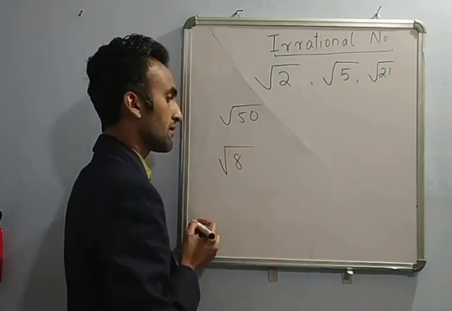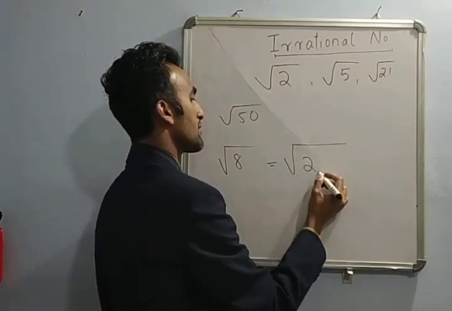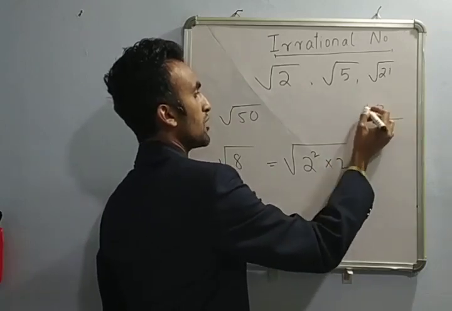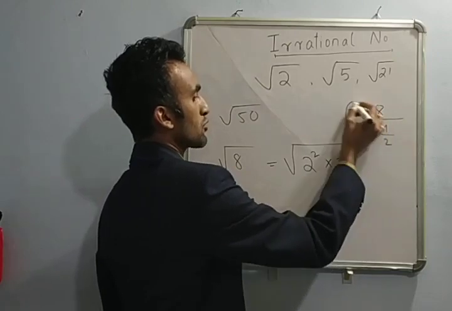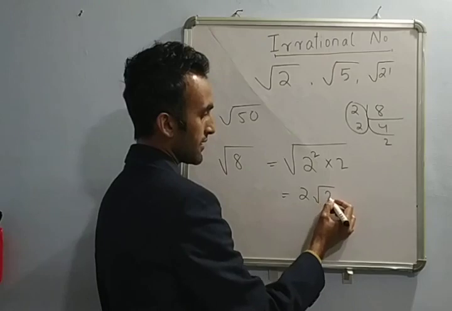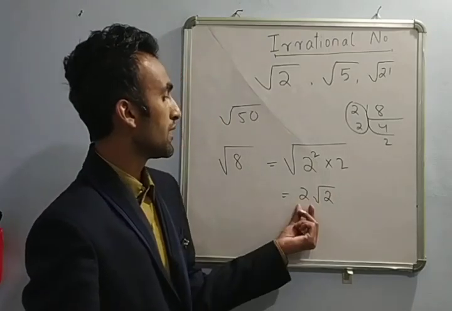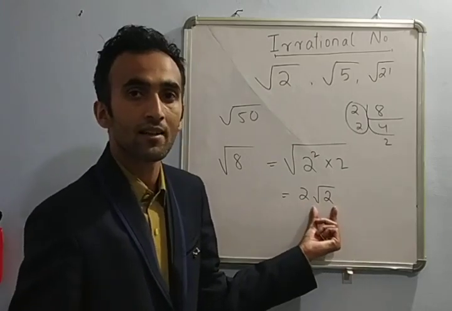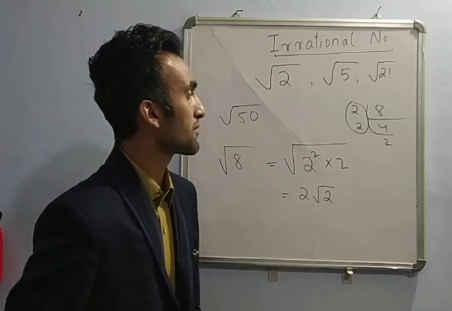For some numbers, let's say square root of 8. I can write 8 in terms of factors as 2 square into 2. Remember, 2 fours are 8 and 2 twos are 4. Then I can write 2 square into 2. Then this 2 comes out and here it is square root of 2. Remember, 2 is rational but it is multiplied with an irrational, so it becomes irrational. So these are certain examples of irrational numbers.